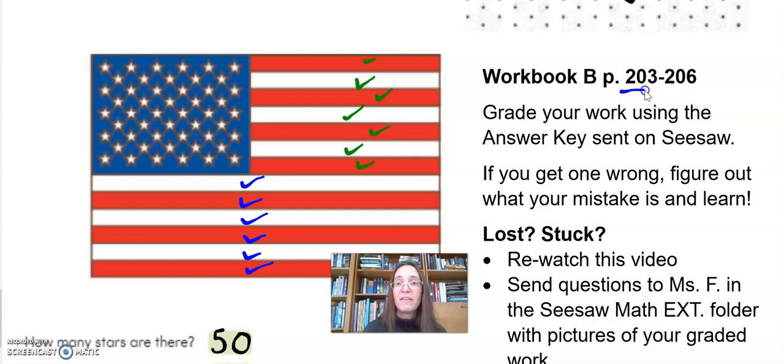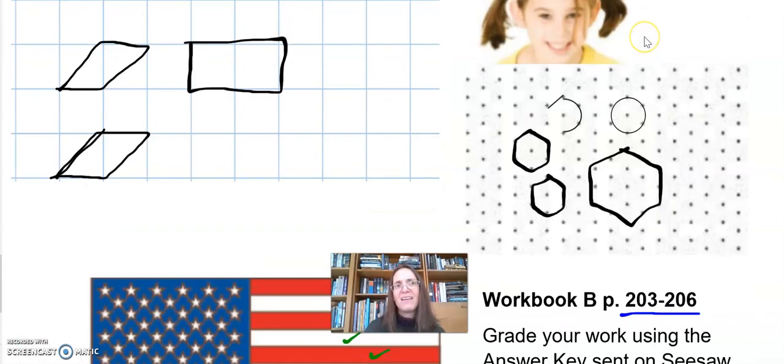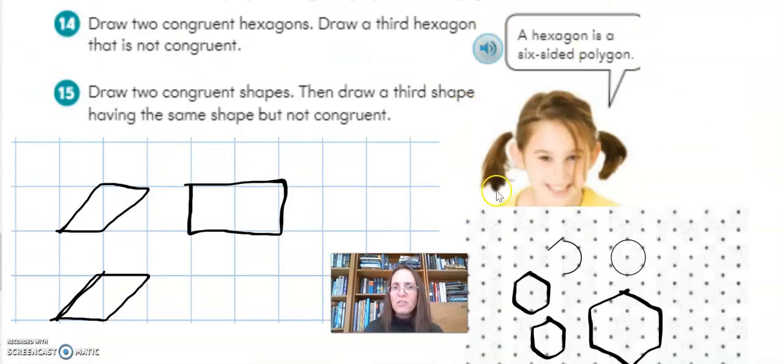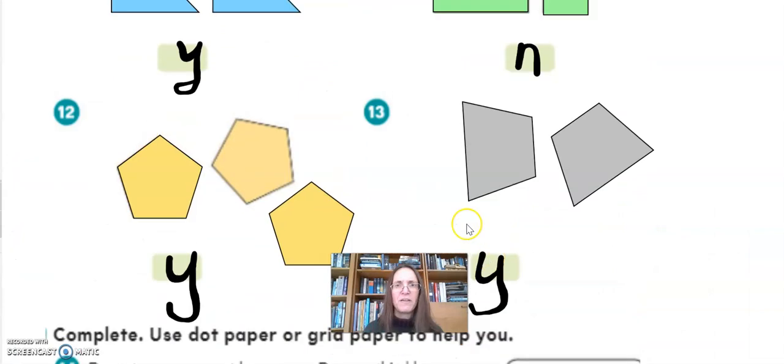And you're going to complete pages 203 to 206. Now if you get lost or stuck, rewatch the video, send questions to me in the Seesaw Math Extension folder, or you can show up at my office hours. Or if that doesn't work for you, then I suggest that you do what they asked us to do up here. Use a straight edge and draw things, lots of drawing. Trace things and cut them out if you need to.